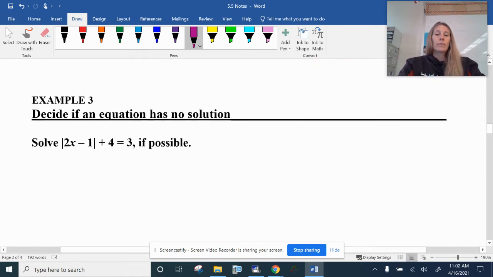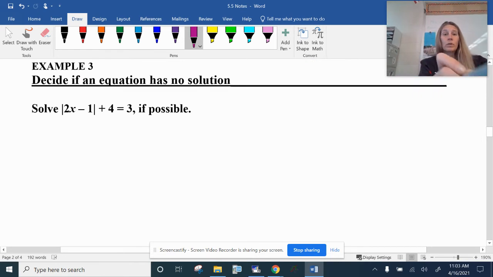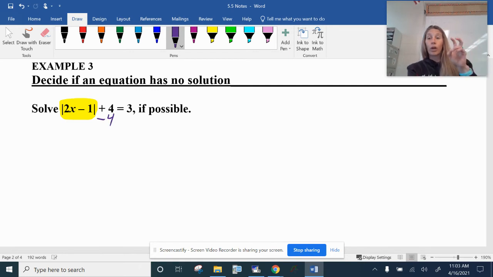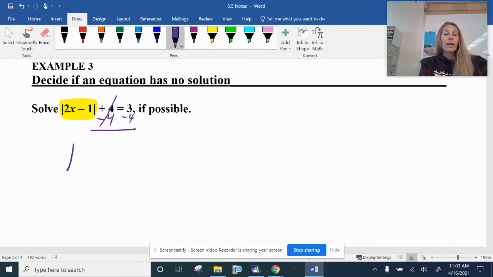Now, sometimes you can have no solution. So let's see what that would look like. In this example, again, I have this absolute value component, and I want to get that by itself. So I'm going to have to move what I call the guard number, this 4, to the other side. So now I have my 2x minus 1 all alone behind the bars, and on the other side I have 3 minus 4, which is negative 1.